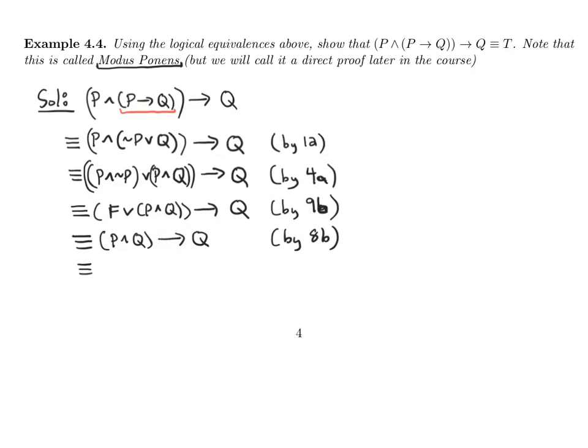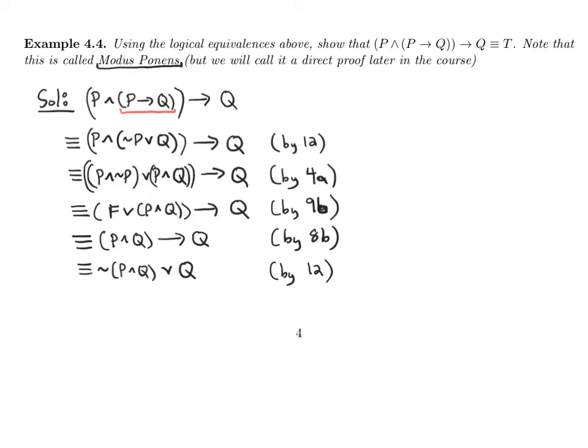So this becomes the negation of the if part. So the negation of P and Q, or Q, and that's by 12, by the conditional simplification. Great. And remember, we want this to be a tautology. So we have the negation of an expression in brackets.